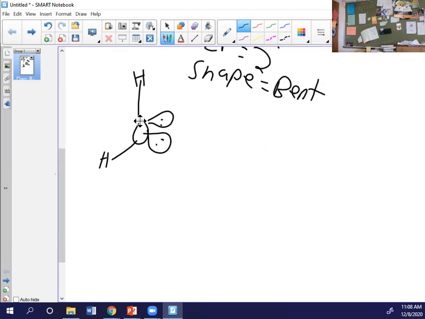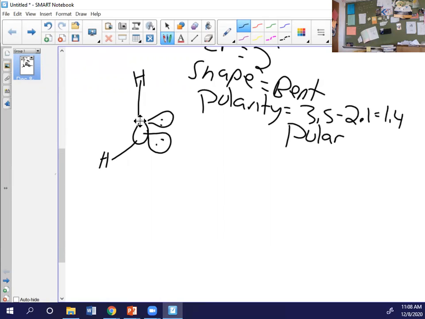Okay. Now, my last question to ask is, is this polar or non-polar? So polarity. It's polar. We look at our electronegativity differences. It's 3.5 minus 2.1. That equals 1.4. So it is polar. If I'm talking about polarity, I'm going to look at the electronegativity differences. I get that from the back of the periodic table.